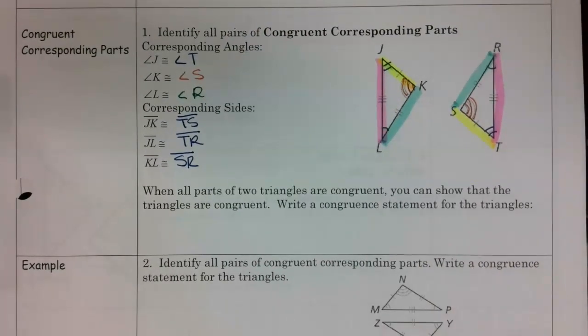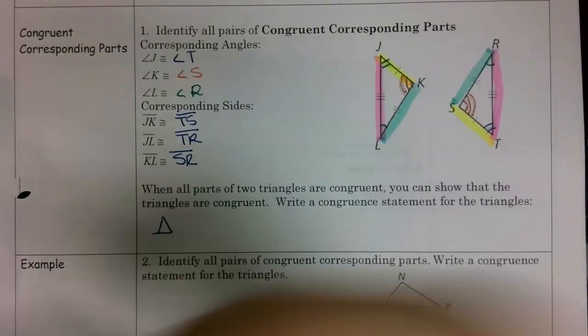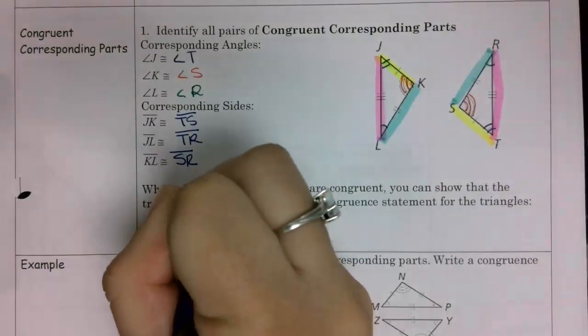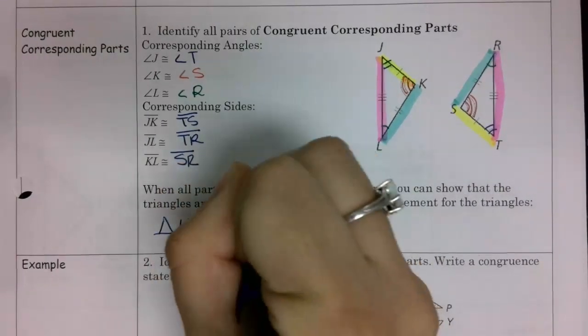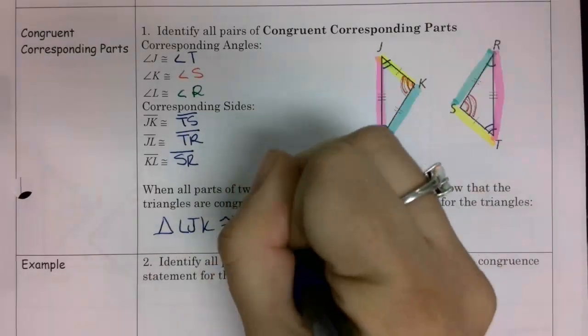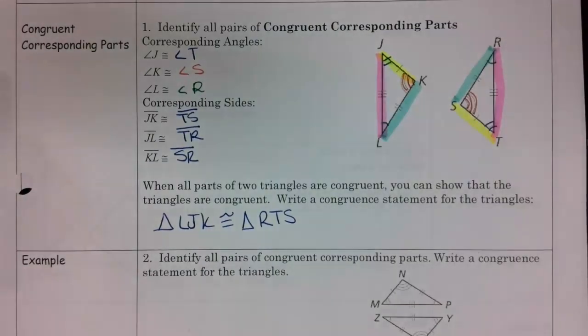So when all parts of two triangles are congruent, you can show that the triangles are congruent. Write a congruence statement for the triangles. So I'm going to name these in order of the tick marks. So I'm going to go 1, 2, 3. I'm going to go triangle LJK is congruent to triangle RTS. Because I also want 1, 2, 3 on the second triangle.